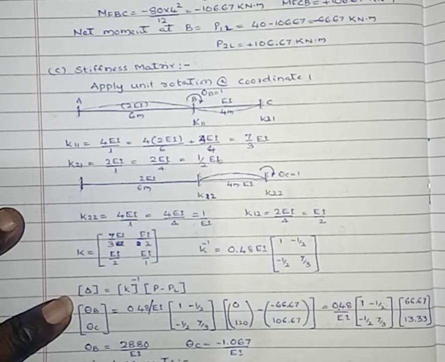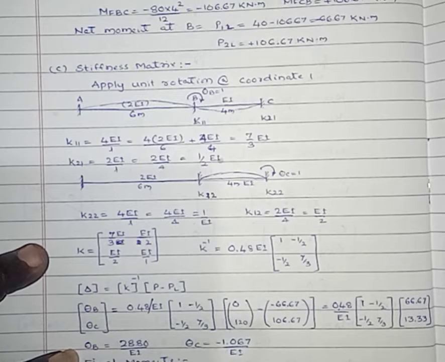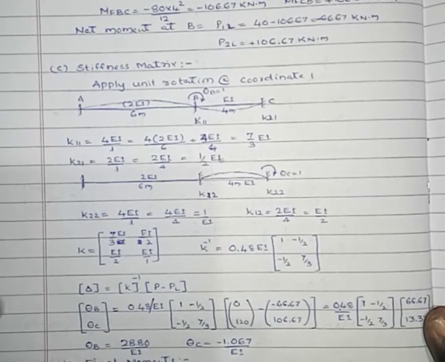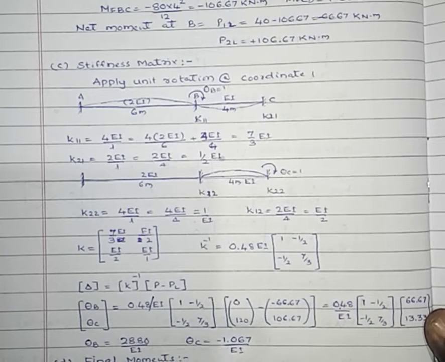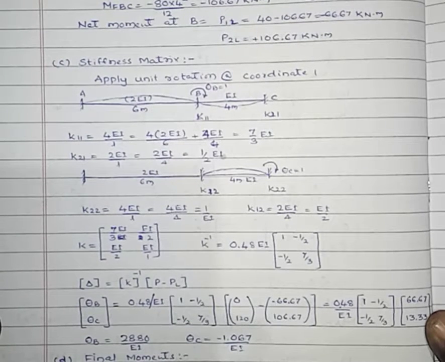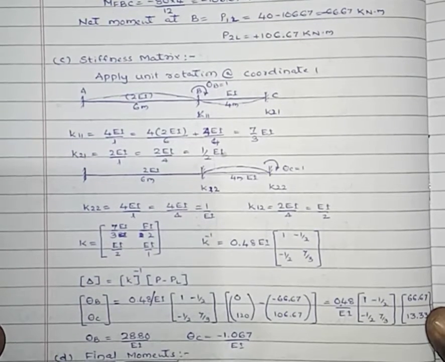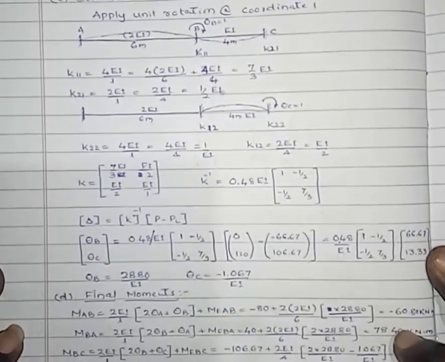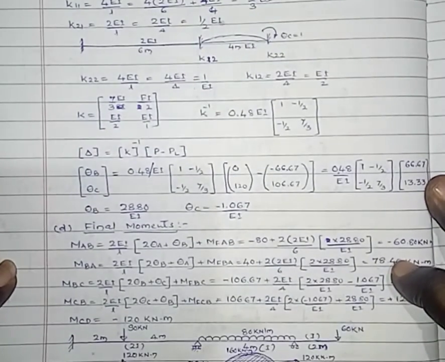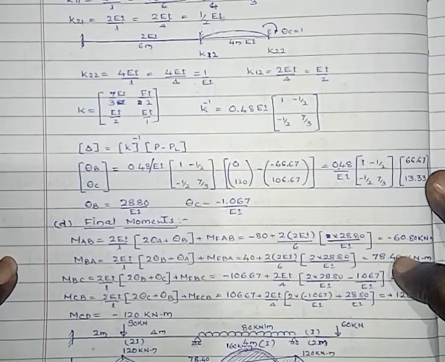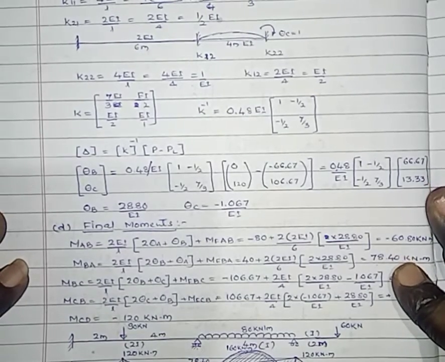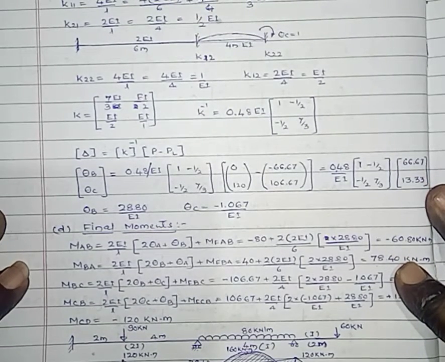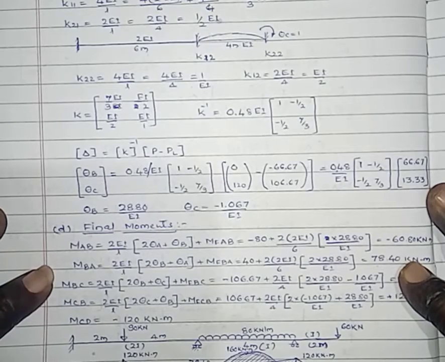After simplification, you will get the values of the redundants theta B as 28.80 by EI. Then theta C equals minus 1.067 over EI. Then by using the values of the above displacement values in terms of the flexural rigidity EI, now by using the slope deflection equations, we can calculate the final moments.